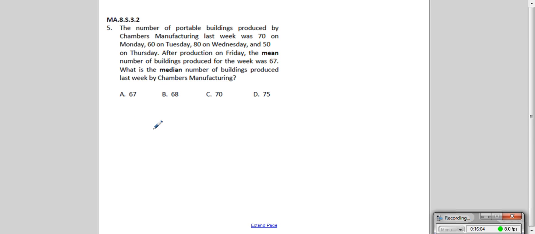This problem is pretty much about experience. And here's how it works. You said again that there was on Monday 70, an additional 60 on Tuesday, an additional 80 on Wednesday, an additional 50 on Thursday. Then after production on Friday, there's another day, which we don't know how much that is. So they say the mean of the buildings is supposed to be 67. So really what you're supposed to do is find out what Friday is and equate that to the mean, which is going to be 67.